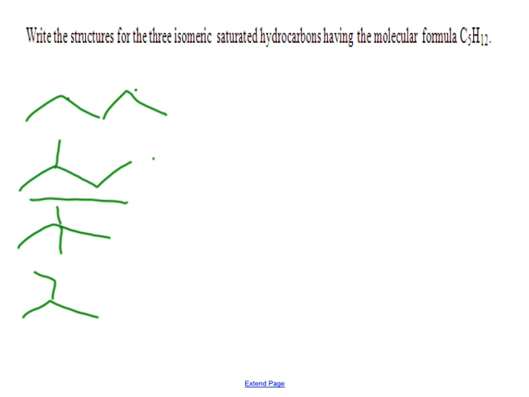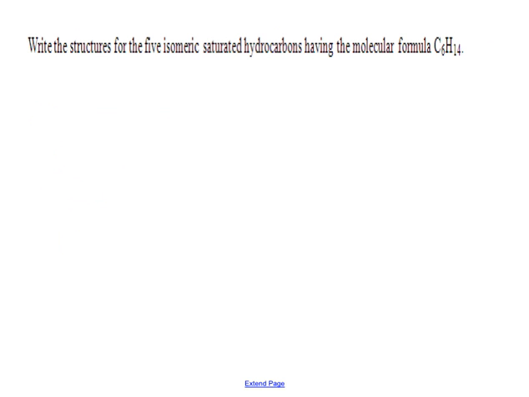It's the same as that guy, so he is not a different isomer, a structural isomer. So these are really my only 3 isomers for this guy. All right? Let's do another one a little bit more complex. Write the structures for the 5 isomers of C6H14.